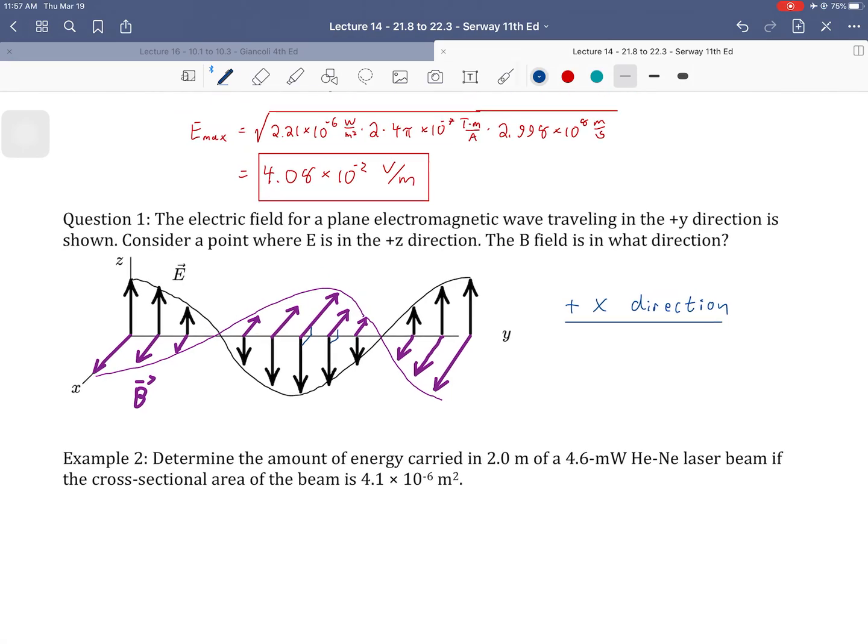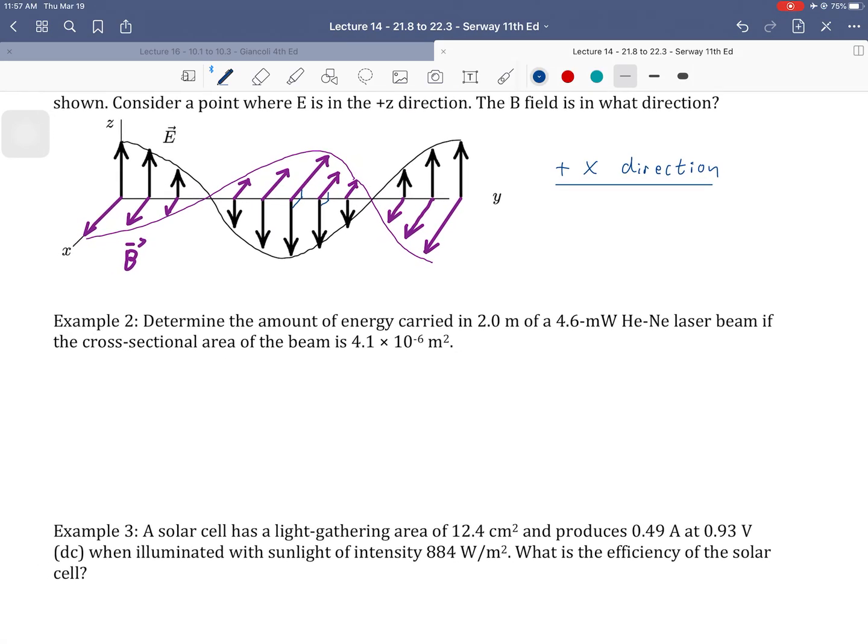All right, let's take a look at example 2. Determine the amount of energy carried in 2 meters of a 4.6 milliwatt helium neon laser beam if the cross-sectional area of the beam is 4.1 times 10 to the negative 6 square meters. So how much total energy is there in that beam?